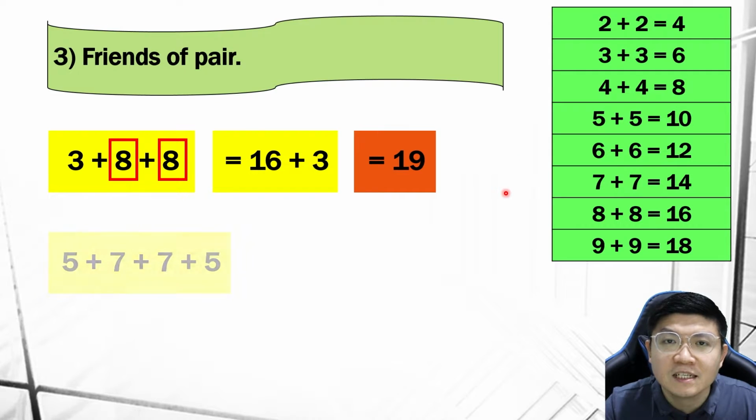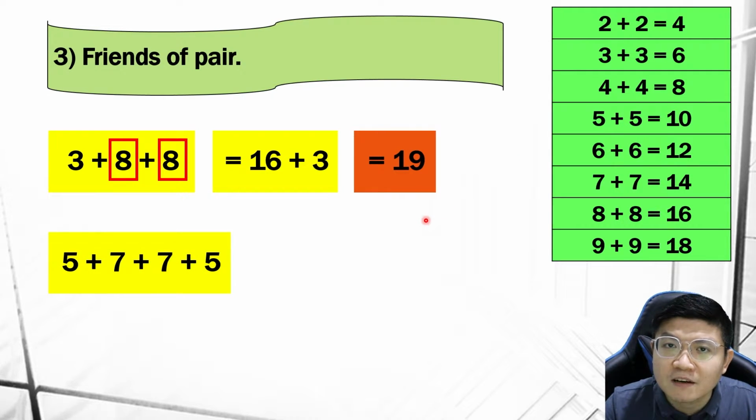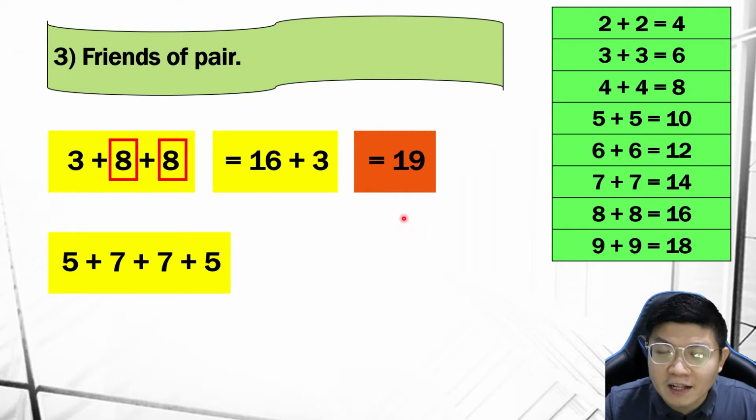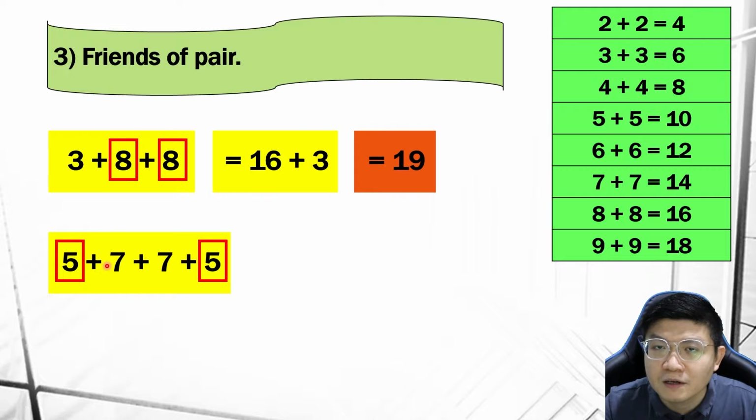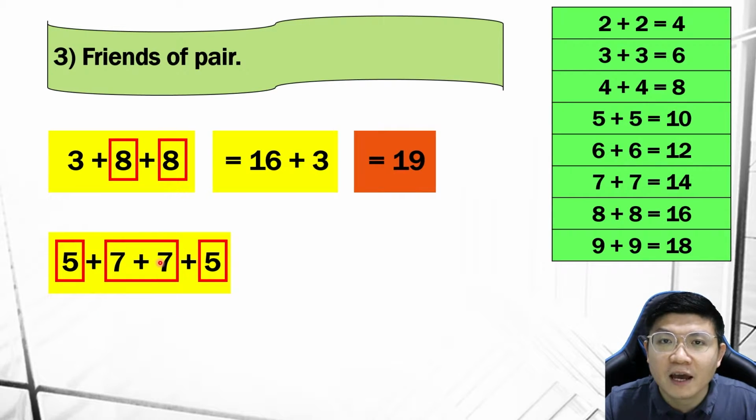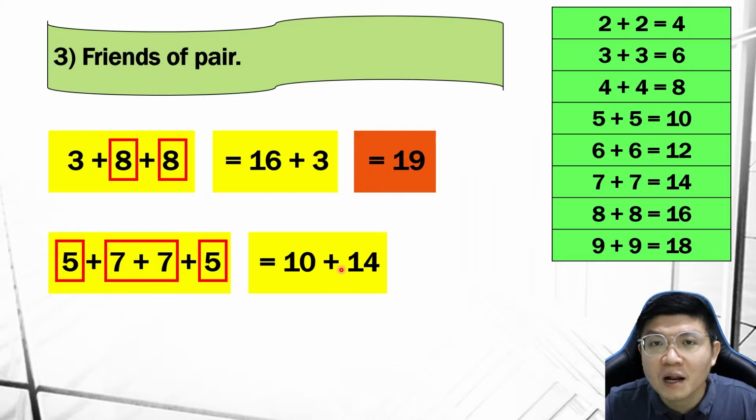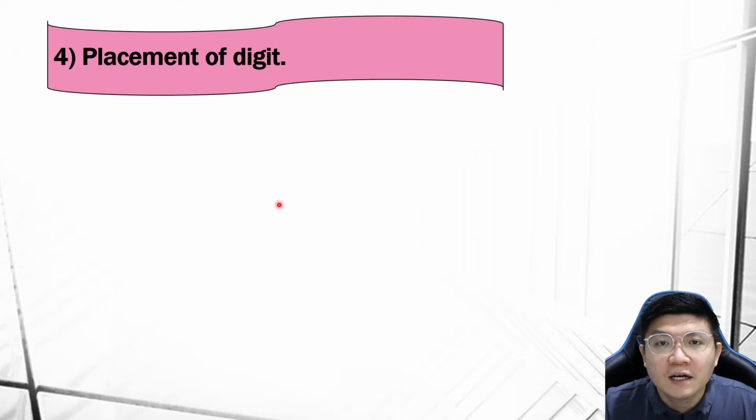For example, like this example, 5 plus 7 plus 7 plus 5. Now I look at that, I know there are friends of tens and also friends of pairs. But here, I will go for the friends of pairs, which is 5 and 5. 5 and 5 is 10, or you can say 5 times 2, 10. Now, 7 and 7 here, friends of pairs. So 7 times 2, 14. Alright, so 10 plus 14, then you get 24.